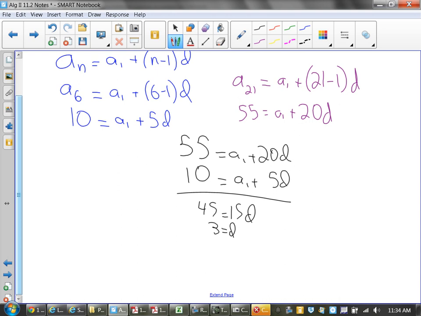Now, again, we now know what the value of d is. Just substitute into here to figure out what the first term is.